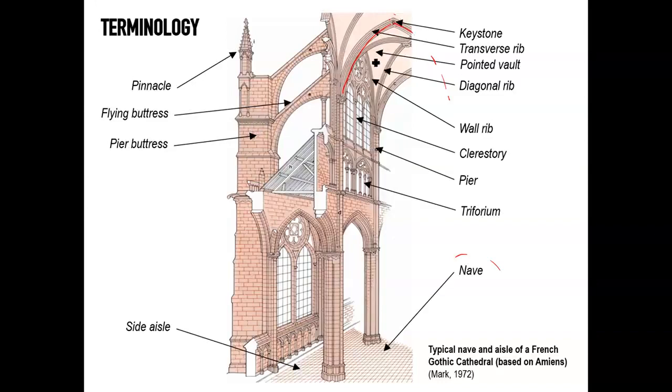Now all these forces from the vaults are then discharged into piers, over which normally there's an area known as the triforium, defined again by pointed arches and usually 3 openings in between, hence the term triforium.